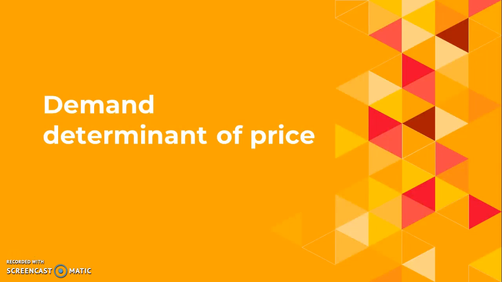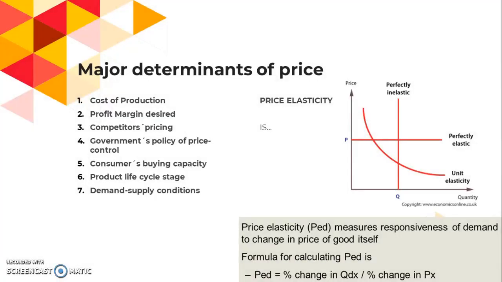Let's check out the demand determinants of price. Remember we talked about price in the classroom, where I made a little graph about demand and supply. The demand goes from price to quantity, and the supply will go from this point back up here, and the demand will go like this. So these are three different kinds of price elasticity. So what is price elasticity? It measures the responsiveness of demand to a change in the price of the good itself. There is a formula and everything. We're not going to work on that, but just to let you know that it exists.